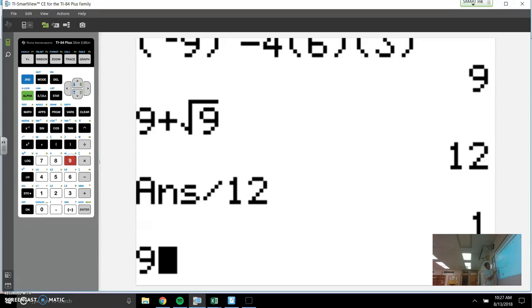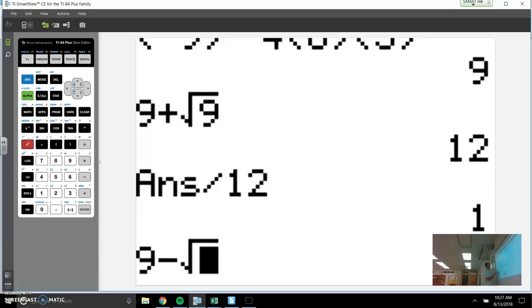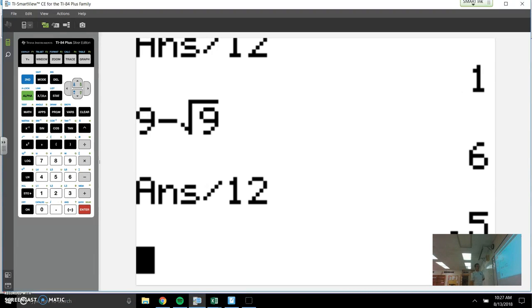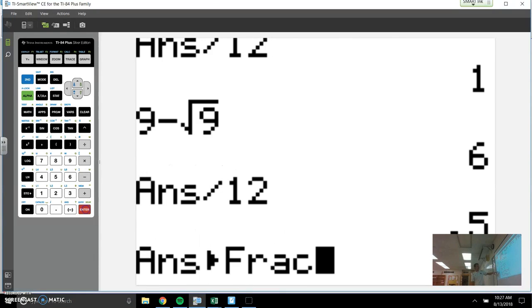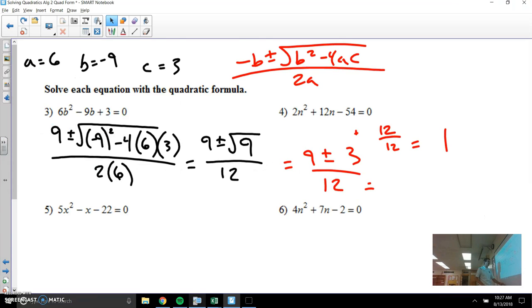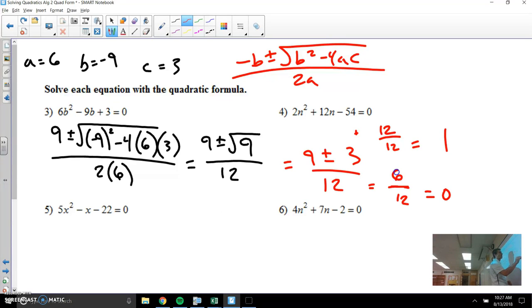Let's say you're doing 9 minus the square root of 9. And again, square root of 9 is 3, so 9 minus the square root of 9 should be 6. And you divide that by 12, and you're getting 0.5. Now, 0.5 is 1/2. 0.5 represents 50% or half, so that would probably be a better answer here. So 6 out of 12 when you did the minus problem. And that gives you 0.5 or 1/2.